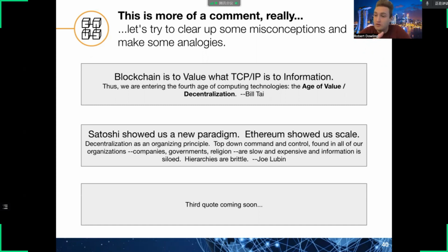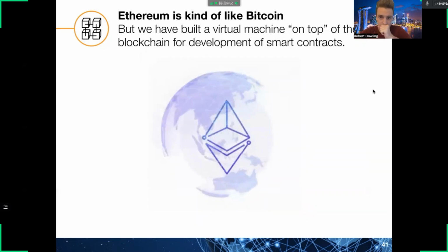You can have records, you can have voting, you can have gambling or gaming. These things all require some level of business logic to implement. And Ethereum said, hey, we want to take Bitcoin and enable all of these other use cases that involve transactions of some kind. So Joe Lubin, a quote from him is, "Satoshi showed us a new paradigm, which is how to interact with each other in a trustless way. Ethereum showed us scale, which is how to take that idea and apply it to many other use cases."